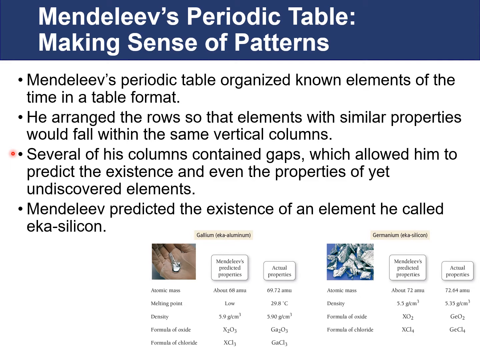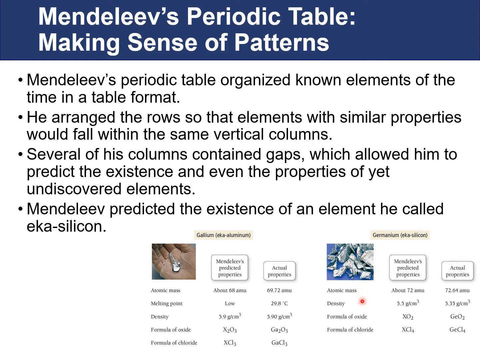Several of his columns contained gaps, which allowed him to predict the existence and even some of the properties of yet undiscovered elements. Mendeleev predicted the existence of an element called Eka silicon, which we now call germanium. He also predicted Eka aluminum. So the germanium, which he called Eka silicon, was found directly below silicon. And he predicted that because it was in the same column, this germanium, also known as Eka silicon, should have similar properties.